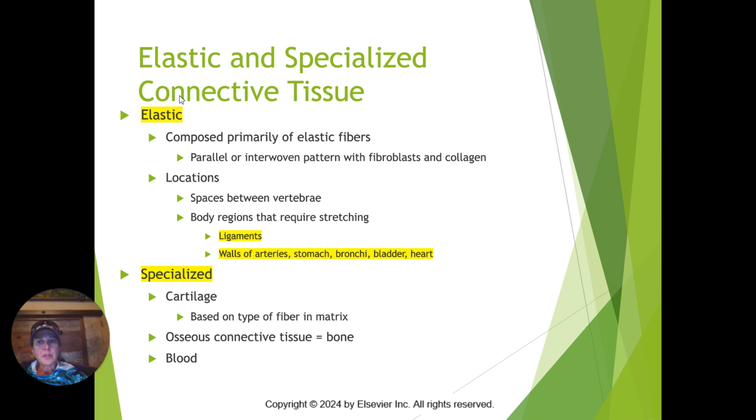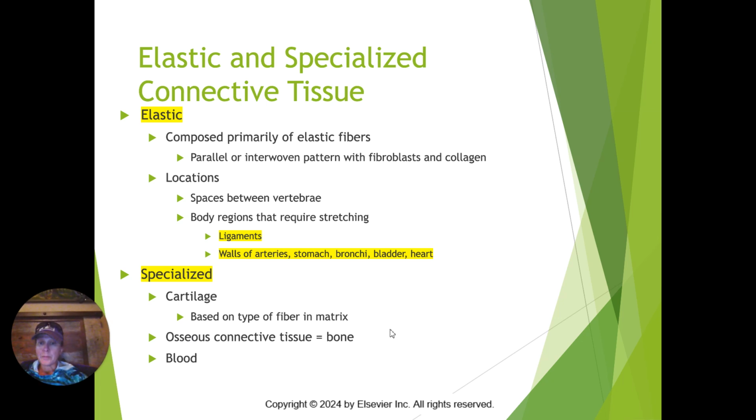So elastic and specialized connective tissue are also subsets of their own. Elastic tissues are mostly elastic fibers, and we'll see those in ligaments as well. Your ligaments do in fact stretch more than your tendons do, as do the walls of the arteries, the stomach, the bladder, the heart, the bronchi. So anywhere that requires stretching is going to have a higher number of elastic fibers in them than those collagen fibers. And specialized types of connective tissue include cartilage, bone, and blood.